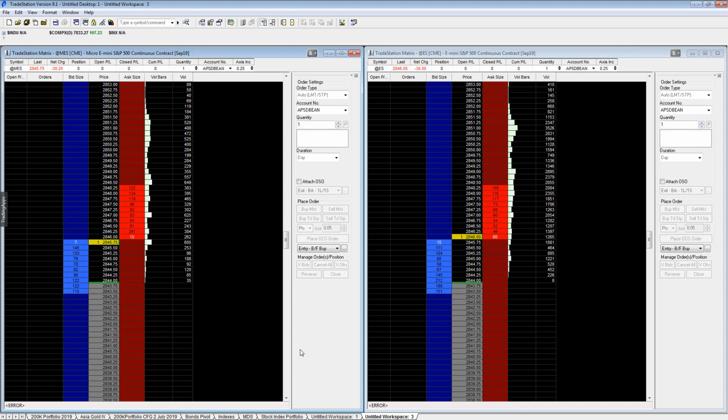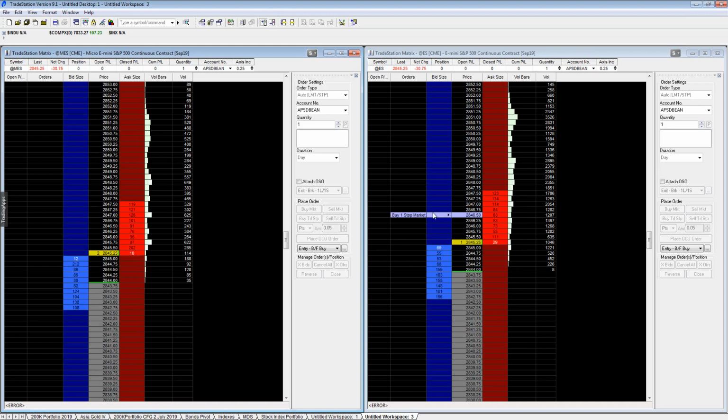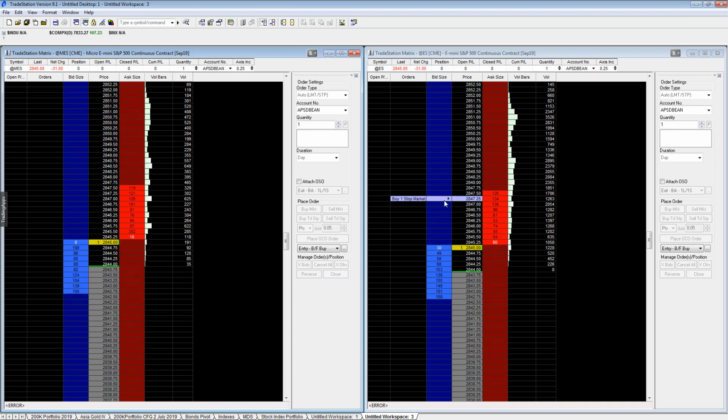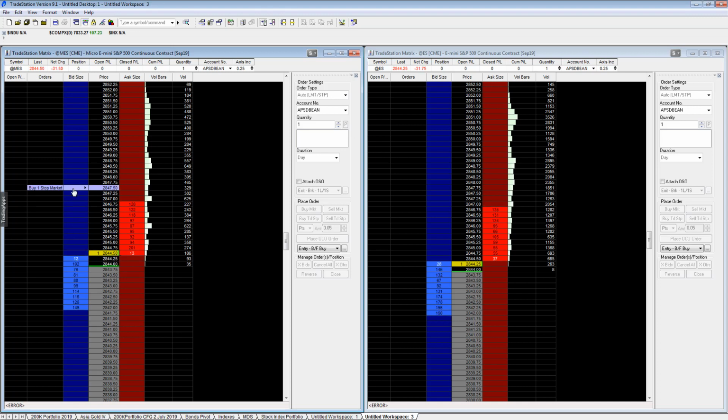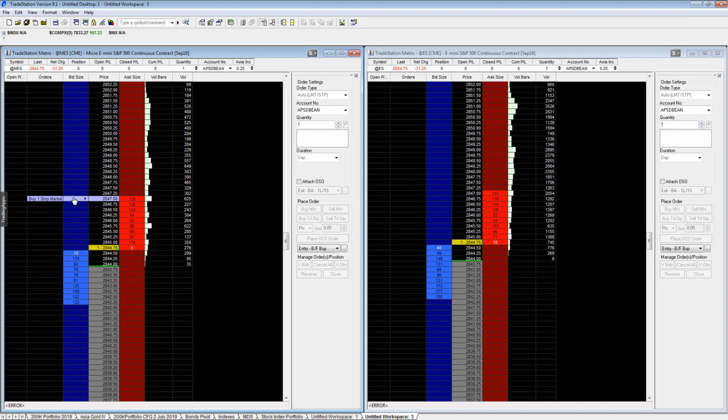And so the micros are 1/10 of the size. So if you bought the E-mini S&P here at 28.46 and you sold it at 28.47, that's $50 minus your commission. And then over here on the micros, the same trade, buying it at 28.46 and selling it at 28.47, would be $5. Your profit would be 1/10, your margin would be 1/10, and your risk to your stop loss would be 1/10, wherever that would be point value wise.